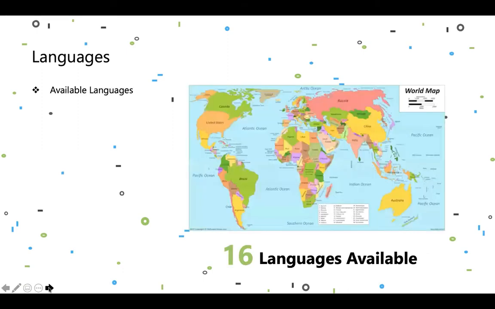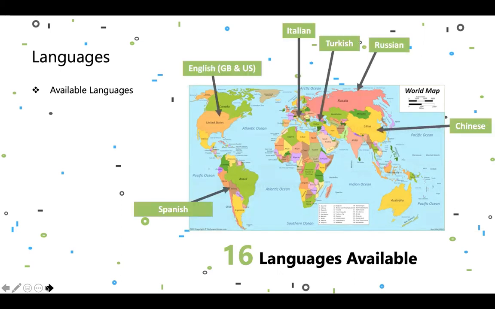So I'm just going to talk you through our language options in Clinked. Clinked is available in 16 languages, and this is for efficient communication across the globe. As you can see from the map, we have Clinked available in English, both GB and US, Italian, Spanish, Turkish, Russian, and Chinese, just to name a few.